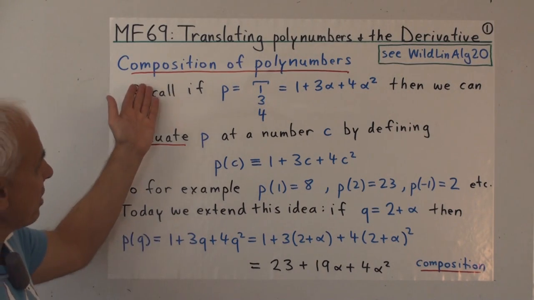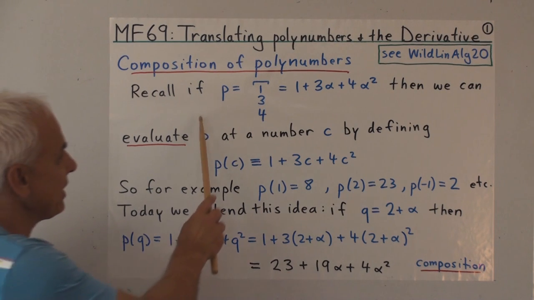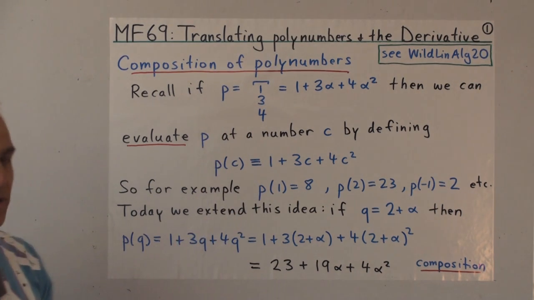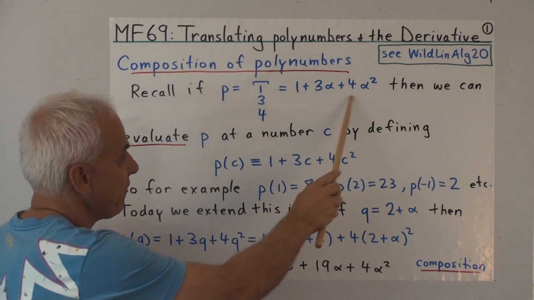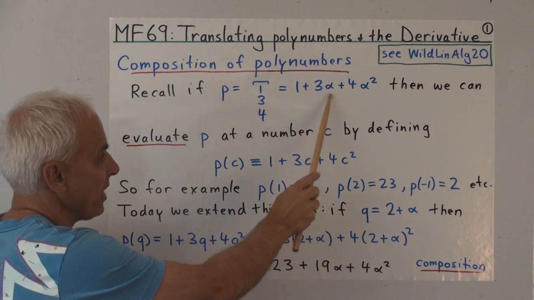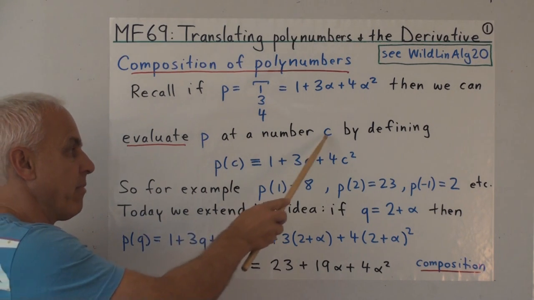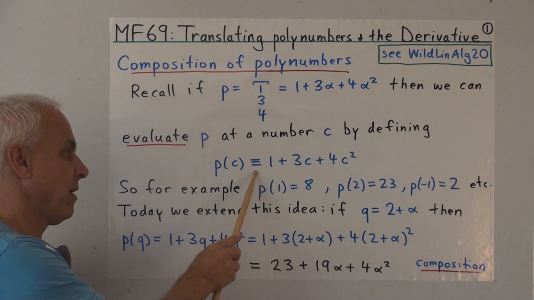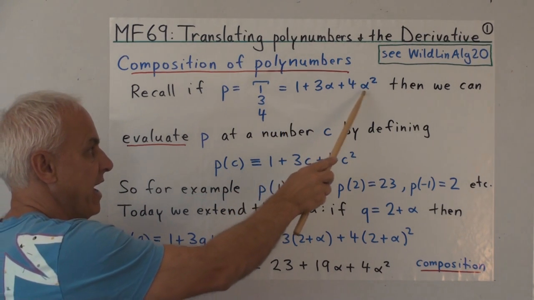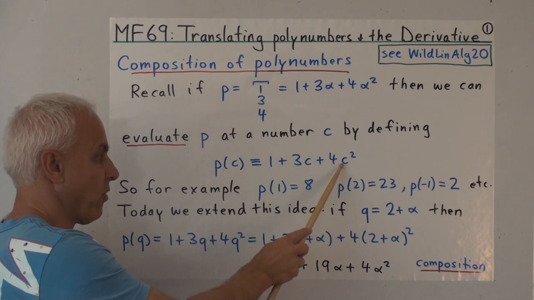Okay, so let's start talking about composition of polynumbers, and let's illustrate things with this particular polynumber. P equals 1, 3, 4, and in standard alpha form, that's the polynumber 1 plus 3 alpha plus 4 alpha squared. Then I remind you that we can evaluate P at a number C by defining P of C to be what you get when you replace the alphas with C's. So 1 plus 3C plus 4C squared.